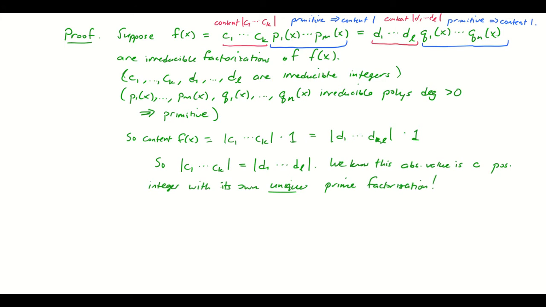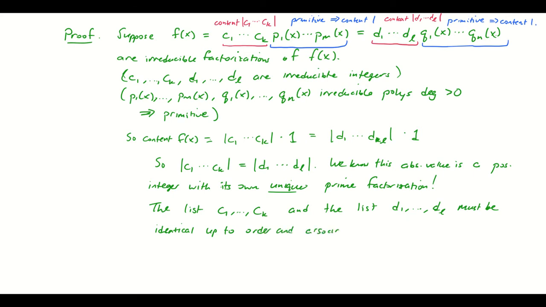And that's important because that means that even though the C's don't have to exactly equal the D's, we do have to see the same prime factorization here. I mean, if I see C1 equals -3, for example, that doesn't mean there needs to be a -3 over here, but there had better be a 3 or a -3 somewhere in there. So this means the list C1 through CK and the list D1 through DL. And I'm using the word list and not set very intentionally here, because sets really don't have repeated elements, but lists can. So the list of all the C's and the list of all the D's must be identical up to order and associates. And here I'm leveraging the fact that the integers are known to have unique prime factorization.